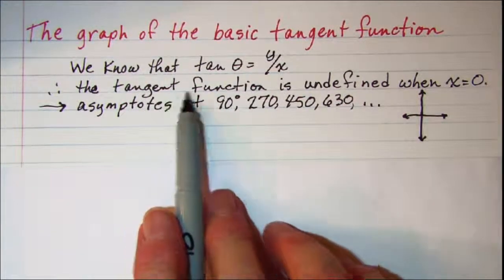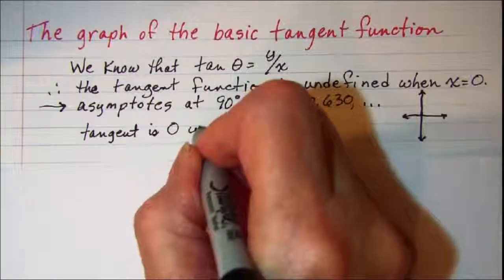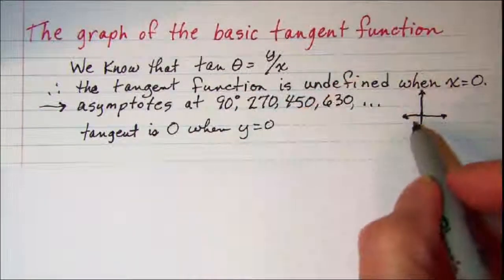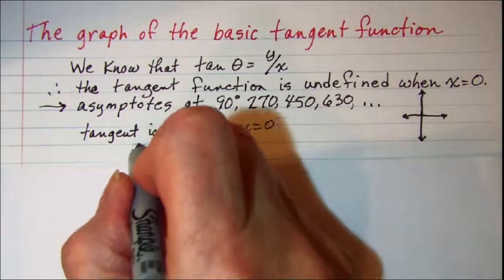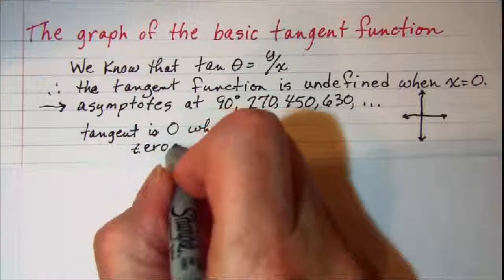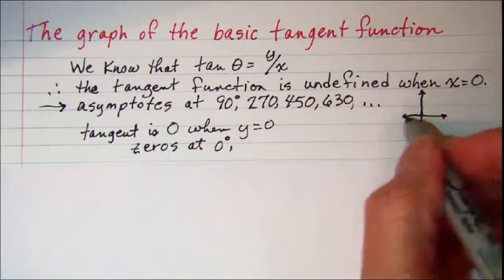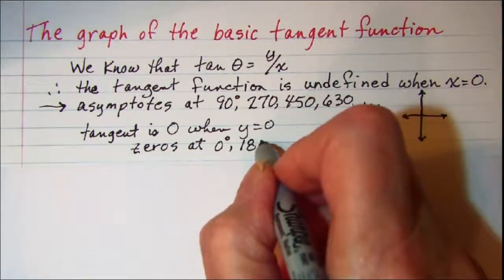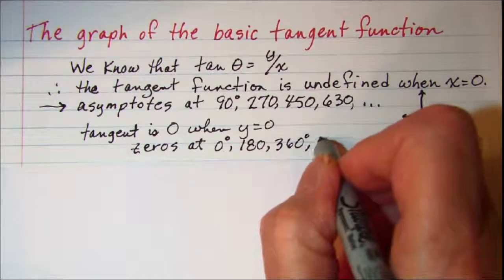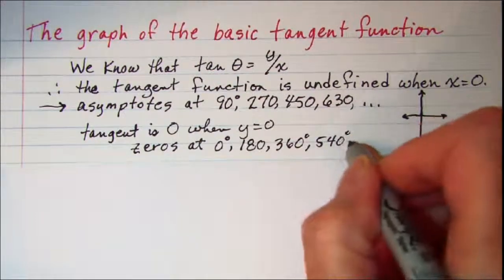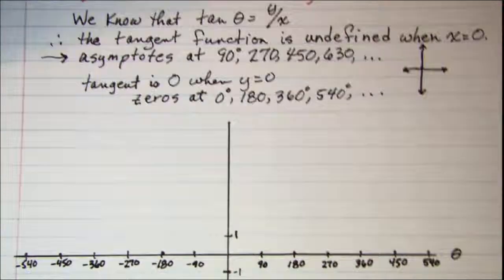Also, we know that the tangent function is 0 when y is equal to 0, which is any point on the x-axis. So we have zeros, or x-intercepts, at 0, and then 180, and 360, and 540, and so on. So let's go ahead and put those numbers on a graph.